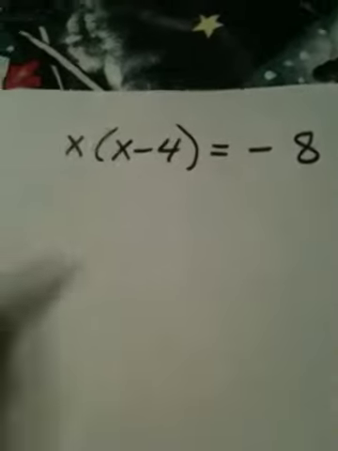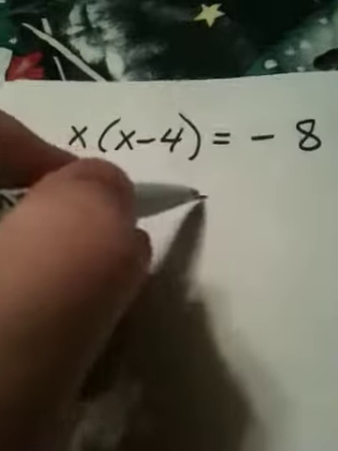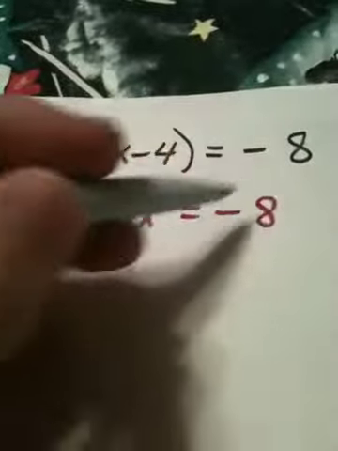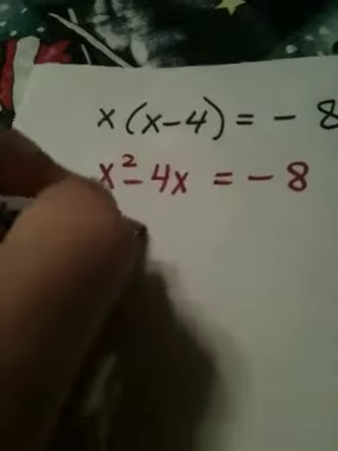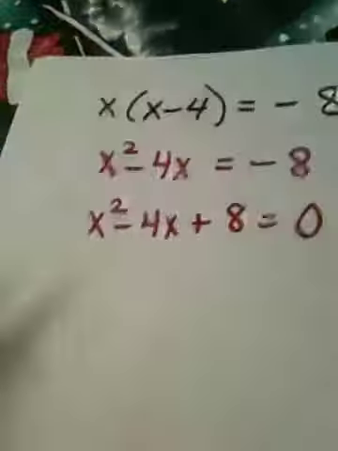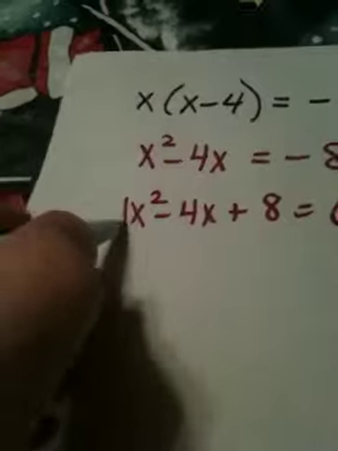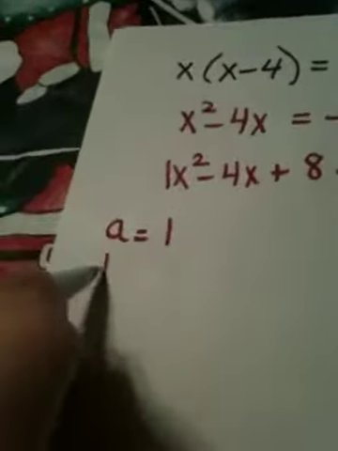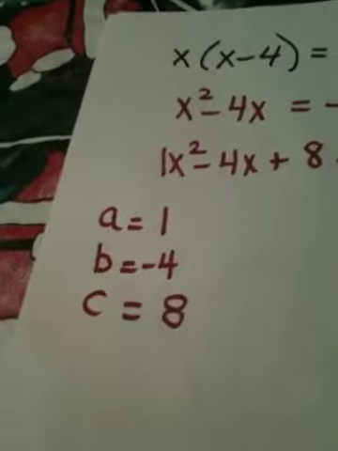I need to distribute here. So I have x squared minus 4x is equal to a negative 8. I then have to add 8 to both sides to put this in standard form. I have x squared minus 4x plus 8 equals 0. So a would of course be a 1. When you don't see the leading coefficient, it's a 1. B is a negative 4, and C is a positive 8.